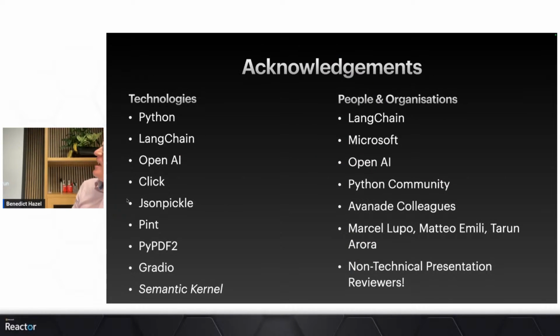So that brings me pretty much to the end. Just before I finish, a few acknowledgements. This is a list of the technologies I've been using. It's written in Python. LangChain is for the coordination of the AI. OpenAI is currently just for the back end. Click is for the CLI aspect. JSON Pickle is for serialization. Pint I'm using for really good units of measure conversions in the system as well. PyPDF2 is for reading the bill files.